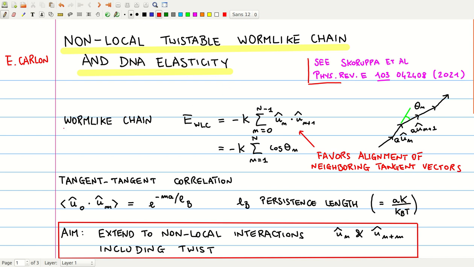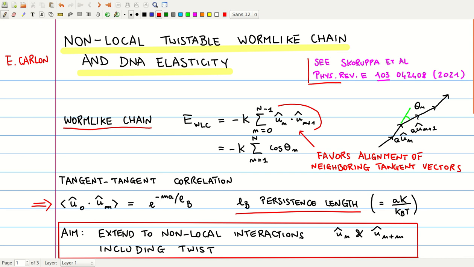The worm-like chain is a standard model for semi-flexible polymers and DNA. In the discrete worm-like chain, the energy is given by a sum of scalar products of neighboring consecutive tangent vectors, as shown here. The tangent-tangent correlation function decays exponentially. This decay is governed by a characteristic length, called the persistence length.